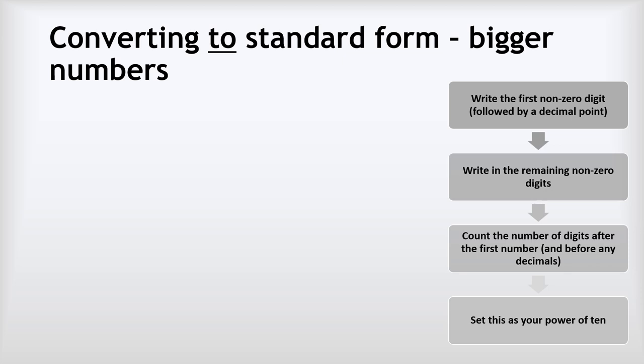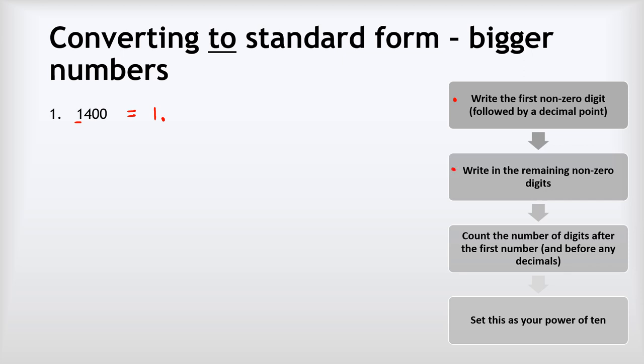Now, one of the things that you need to be able to do with standard form is to convert numbers that are bigger than 1 into standard form. For example, 1,400, what is that as standard form? So to do this, we're going to just work through this process in this little diagram here. So we're going to start by writing the first non-zero digit, followed by a decimal point. I put that bit in brackets because if there's only one digit in our number that's greater than zero, we don't need to do the decimal point. But we have got other things here, so we'll go with 1 point.